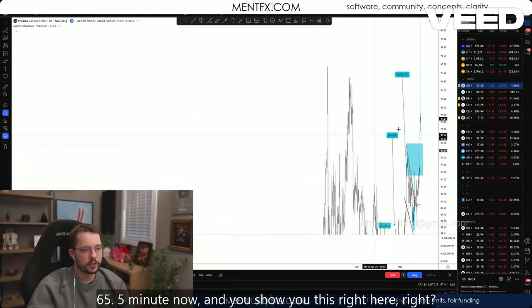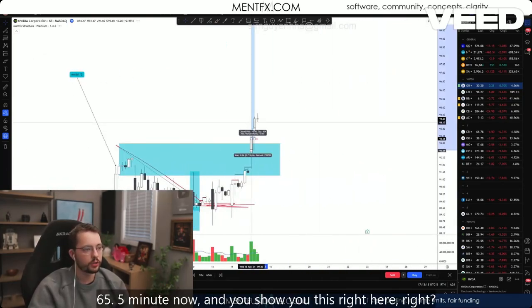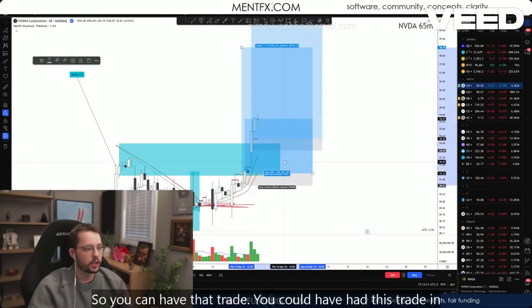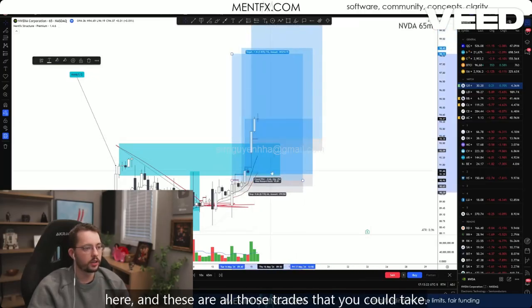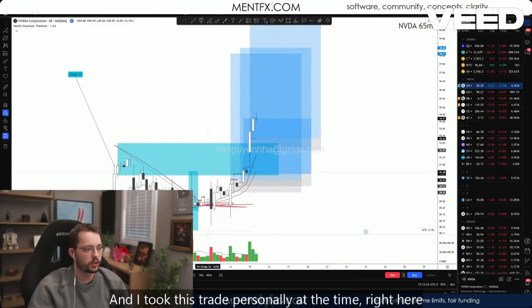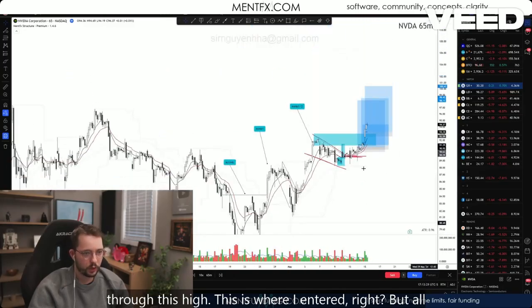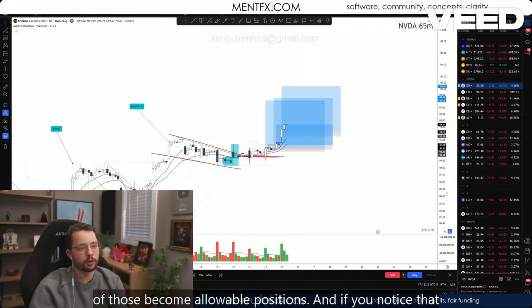So if I go to the 65-minute now and show you this right here, right? So you can have that trade. You could have had this trade in here. And these are all those trades that you could have taken. I took this trade personally at the time, right here through this high. This is where I entered, right? But all those become allowable positions.